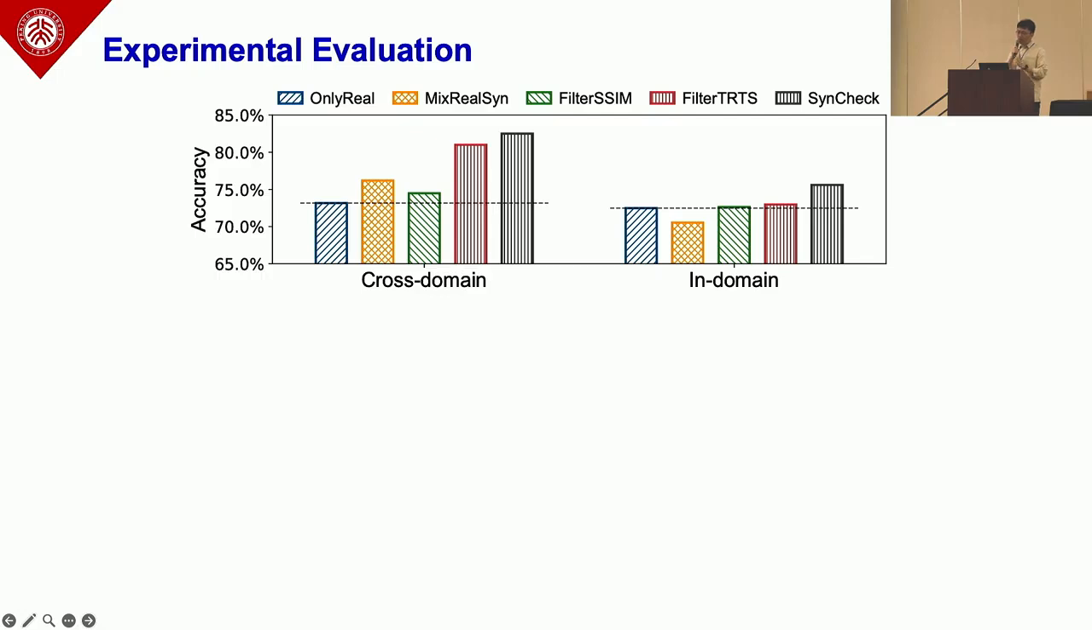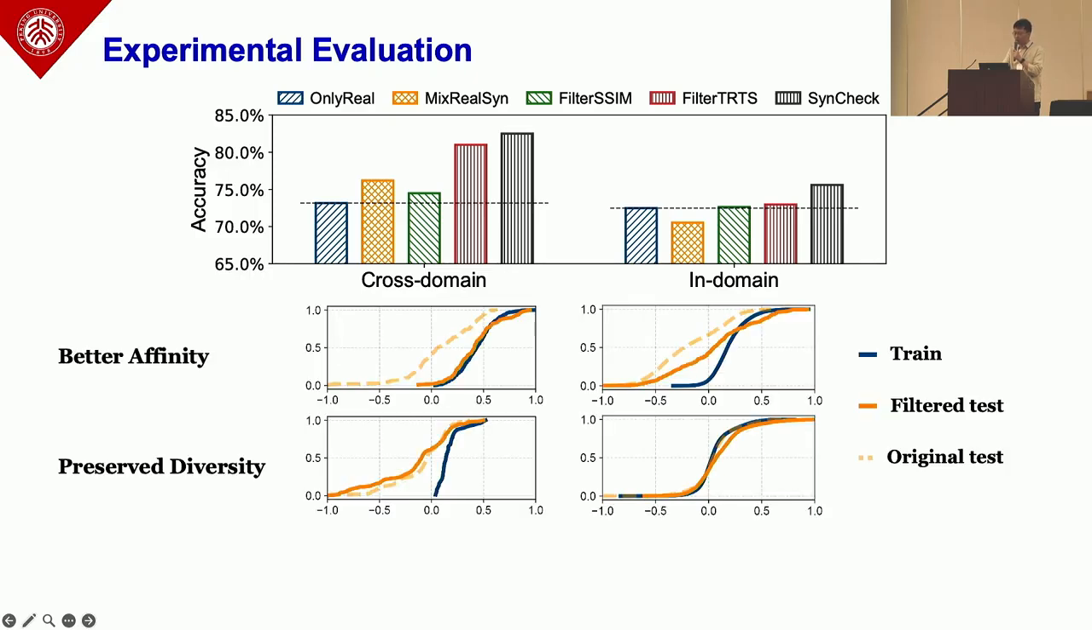We further confirm that the performance gain comes from better synthetic data quality. We re-evaluate the data selected by our system SynCheck and find it has higher affinity and preserved diversity. The strong correlation between data quality and the task performance supports the effectiveness of our quality metrics and SynCheck filtering method.